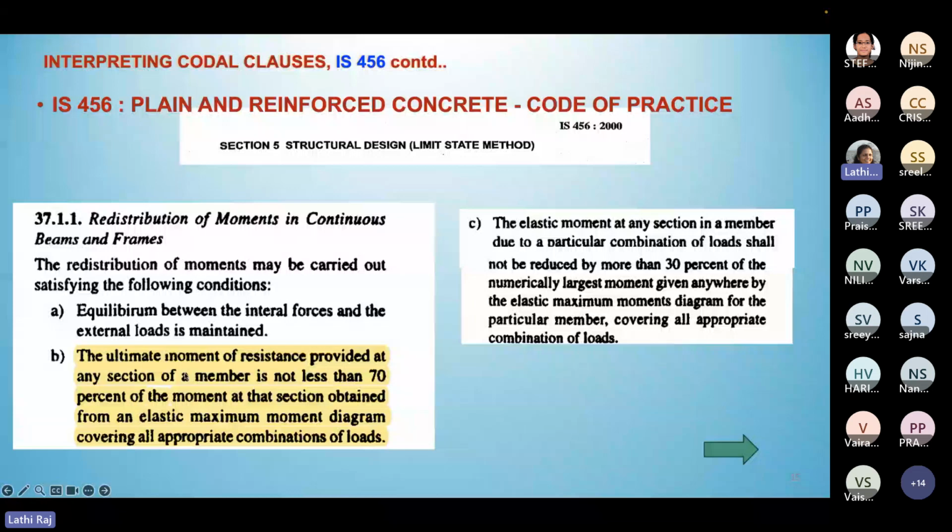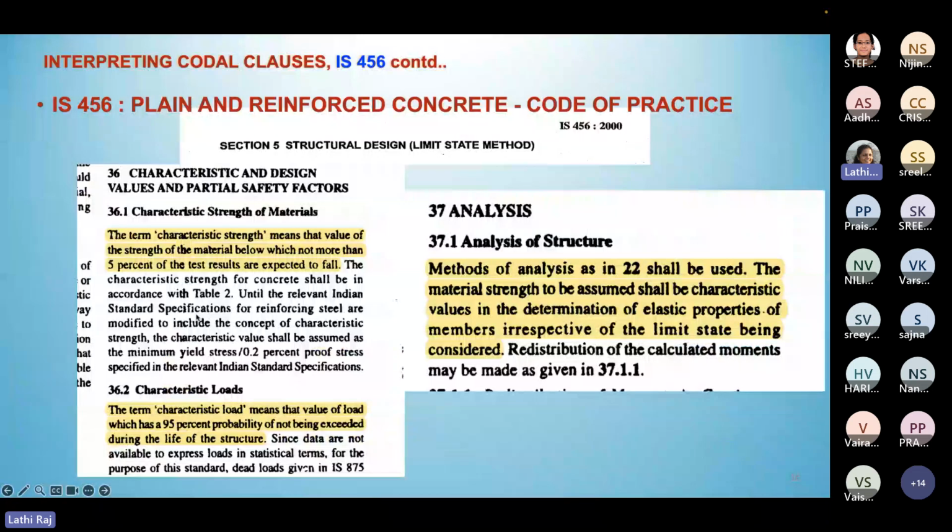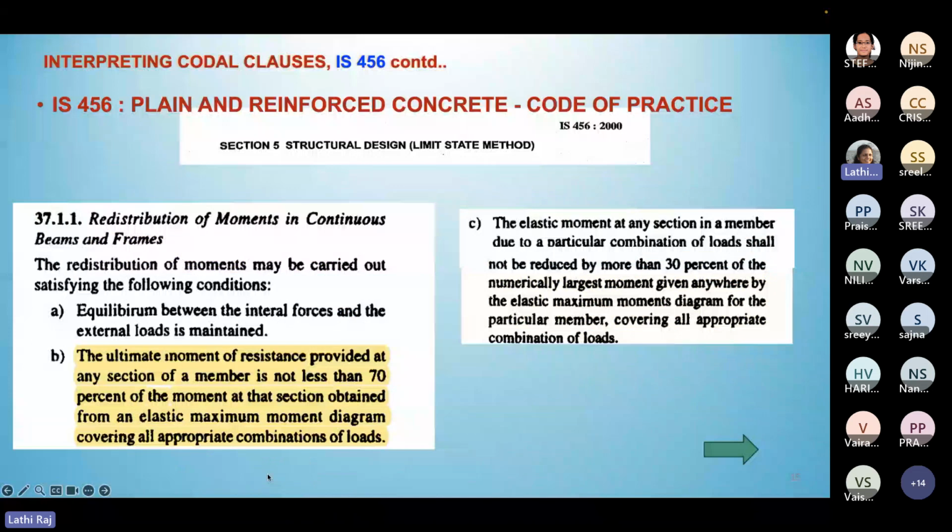So when you calculate this elastic moment, that is why I took this. So you are calculating the elastic moment. You know how it is calculated. The ultimate moment of resistance provided at any section of a member is not less than 70% of the moment at that section obtained from the elastic maximum bending moment diagram, covering all appropriate combinations.